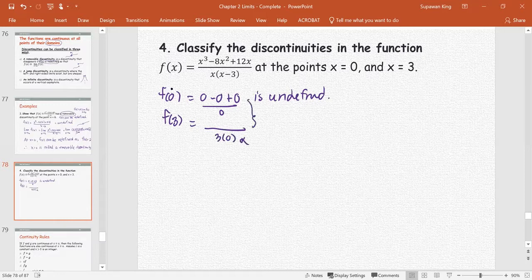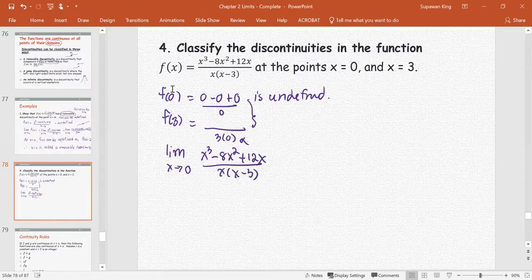Okay, so both of them are undefined. Now we're going to check the limit value as x approaches 0 of (x^3 - 8x^2 + 12x) divided by x times (x - 3). Same strategy. We're going to factor the numerator to get x multiplied by (x^2 - 8x + 12).